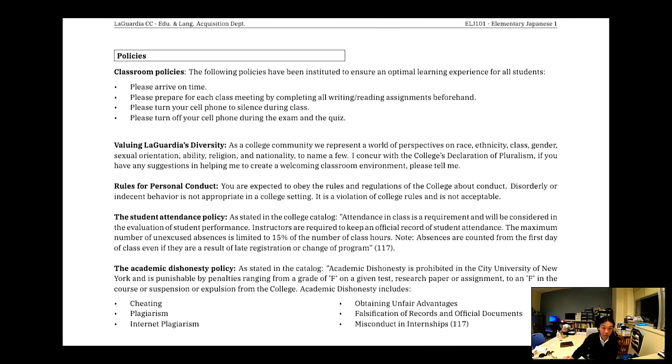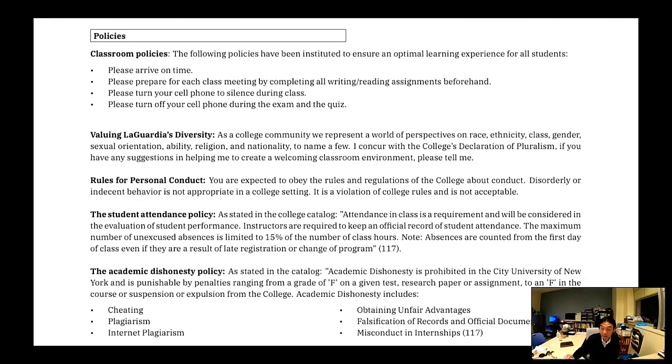This is probably the same across any classes at LaGuardia, so you're probably already familiar with it. But if you have a chance, you should read this again. So that's the quick overview of the syllabus.